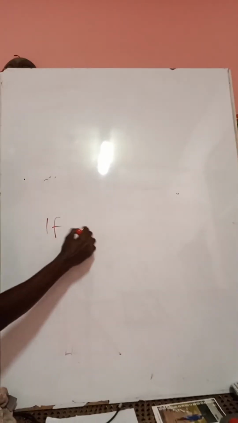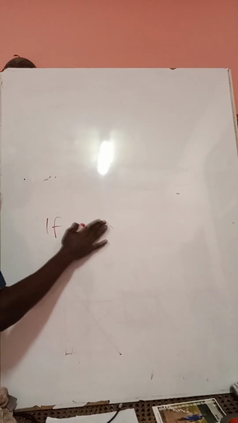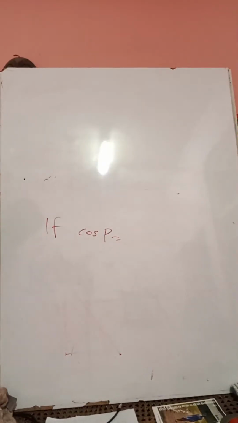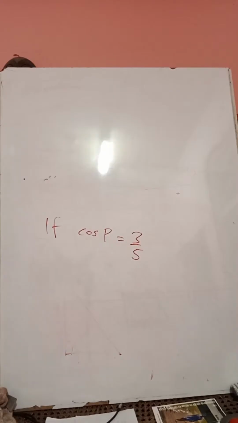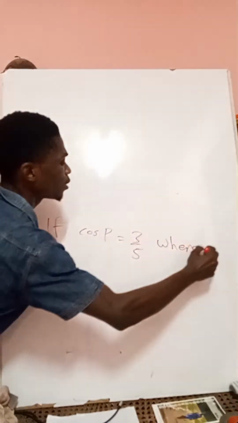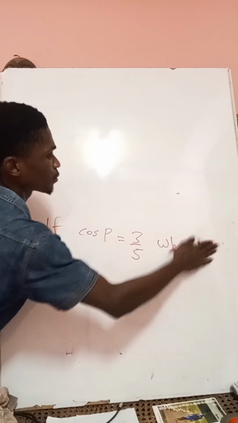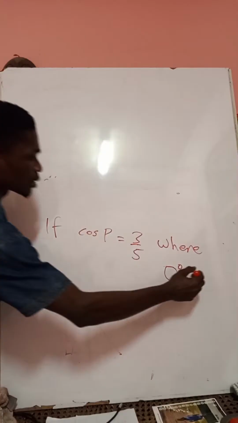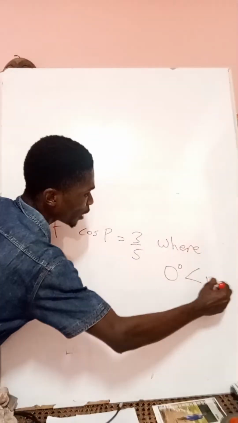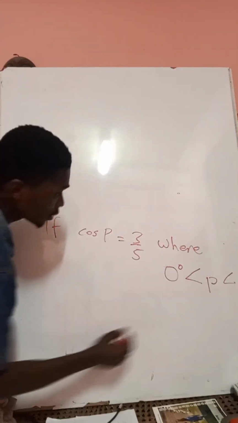And this is the question. If cos P equals 3 out of 5, where 0 degrees is less than P and also less than 90 degrees.